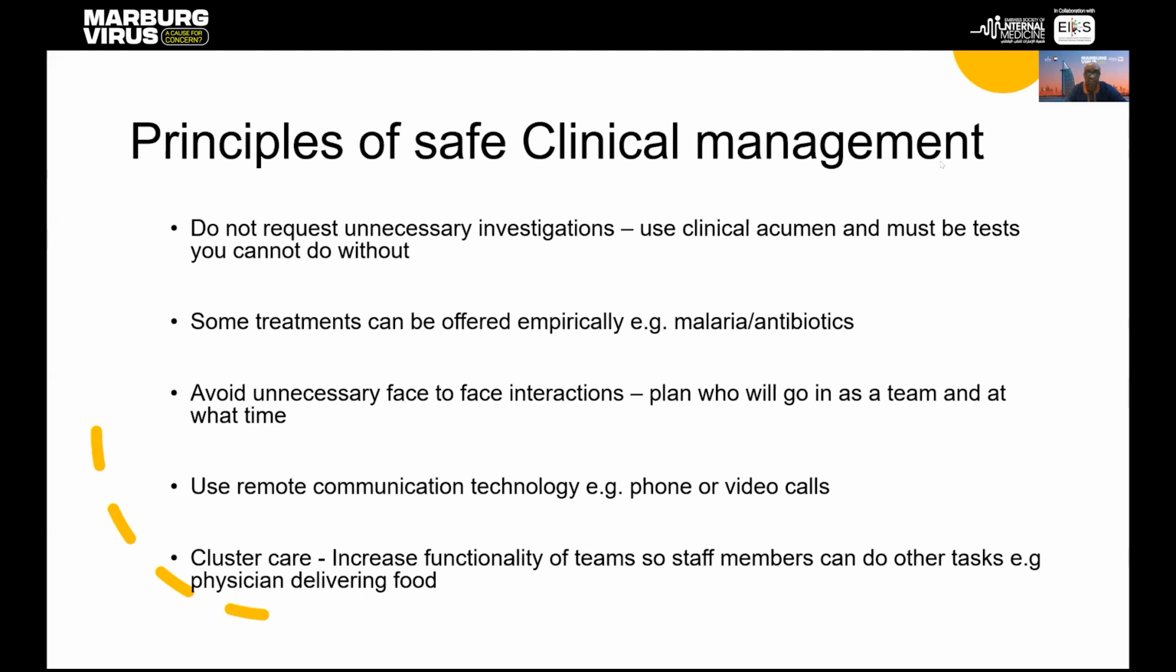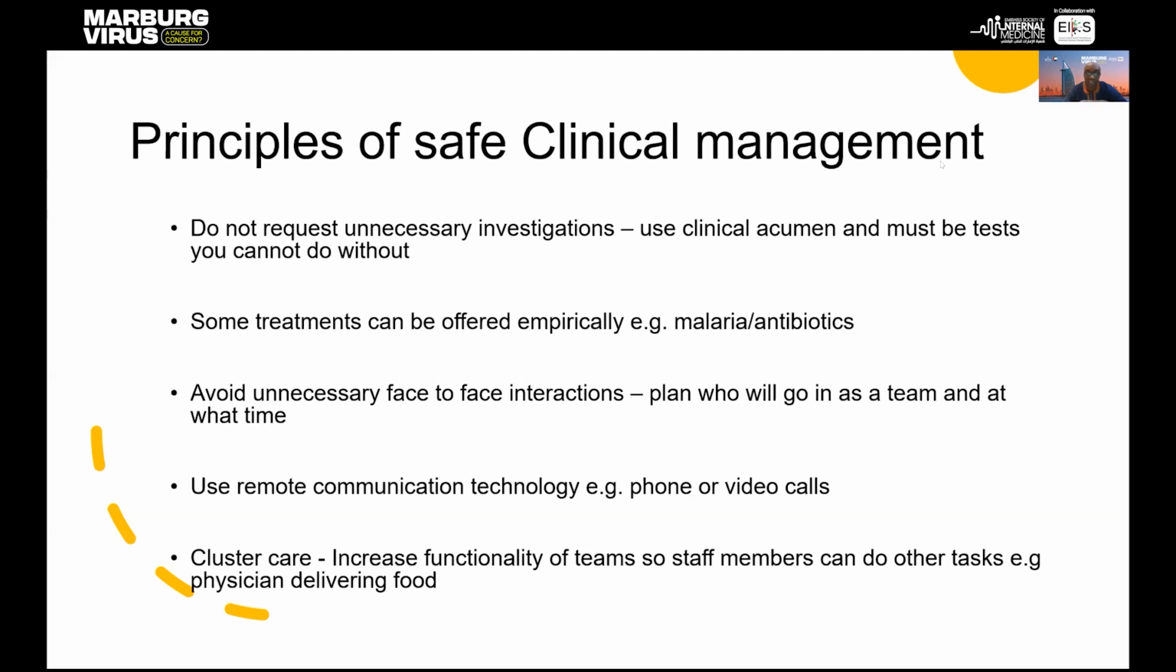observe the patient. Examine the patient and look for the focus of infection. If it's pneumonia, treat for pneumonia. You do not need an X-ray to make a diagnosis. Again, avoid unnecessary face-to-face interactions, and you have to also plan who will go in to see the patient.